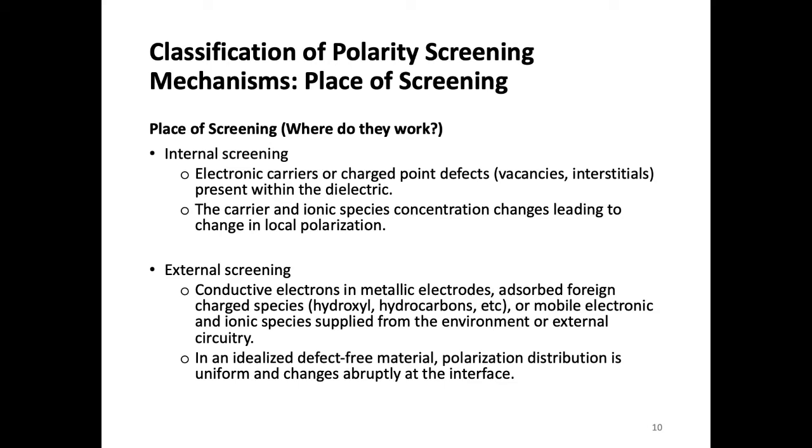And in an idealized defect-free material, polarization distribution is uniform and changes abruptly at the interface because they are screening the electric field, stabilizing the polarization inside. And by the way, these two screening mechanisms can compete. They're not exclusive. They can compete, and it depends on many, many factors.